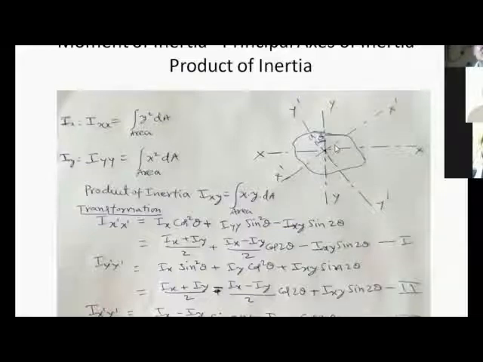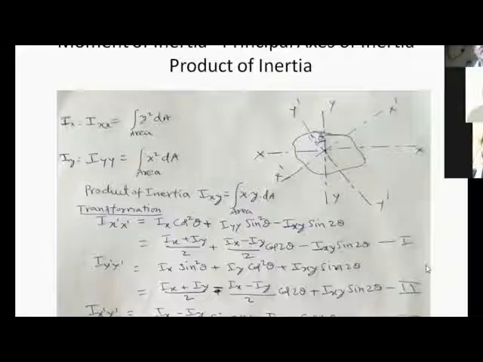This is theta. Similarly, Iy dashed, moment of inertia about the new y-axis, is Ix plus Iy by 2 minus Ix minus Iy by 2 cos 2 theta plus Ixy sin 2 theta. And the product of inertia about the x dashed and y dashed axes, Ix dashed y dashed, is equal to Ix minus Iy by 2 sin 2 theta plus Ixy cos 2 theta, or you can also write it as Ixy cos 2 theta plus Ix minus Iy by 2 sin 2 theta.